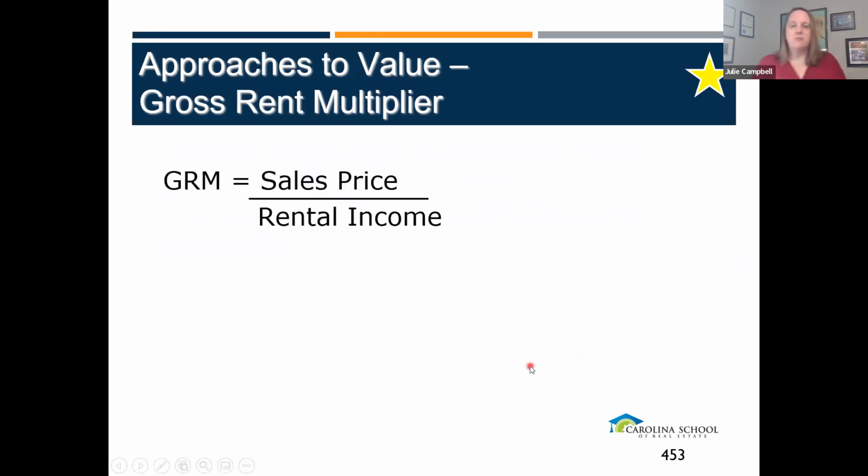Formula is pretty simple. Take the sales price divided by the rental income, and that gives the investor their GRM. So again, this is a good tool if they don't know the actual income. They're trying to get a guesstimate if it's worth purchasing. They can use the gross rent multiplier.